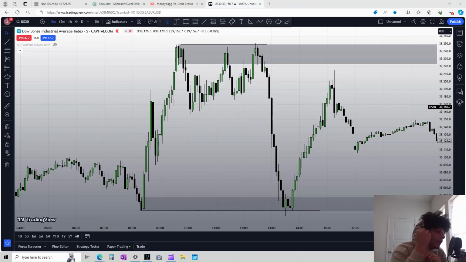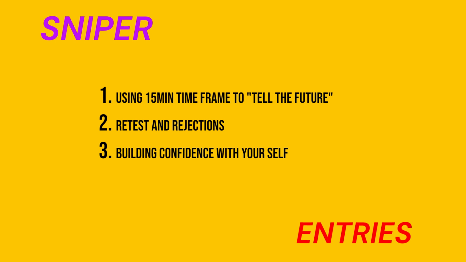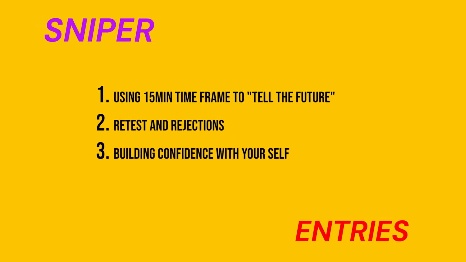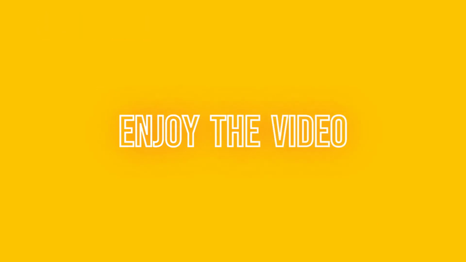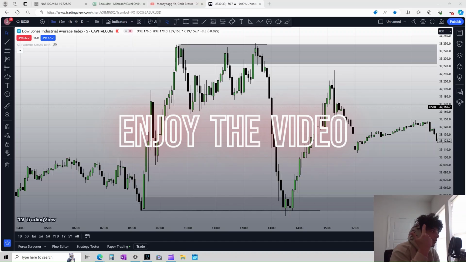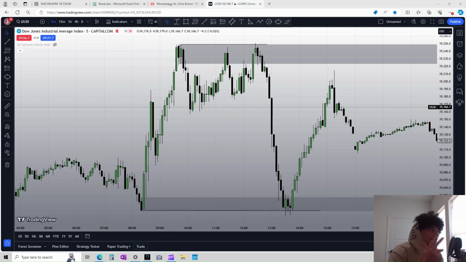So we're in US 30 right now. The 2 to 3 examples we're going to be talking about when it comes to getting those sniper entries are: one, using other time frames to give you a future perspective of what price is going to do right now within a lower time frame; two, retest and rejects; and three, just overall confidence and how to build your confidence and add to that within your confluences. So let's get straight to it.